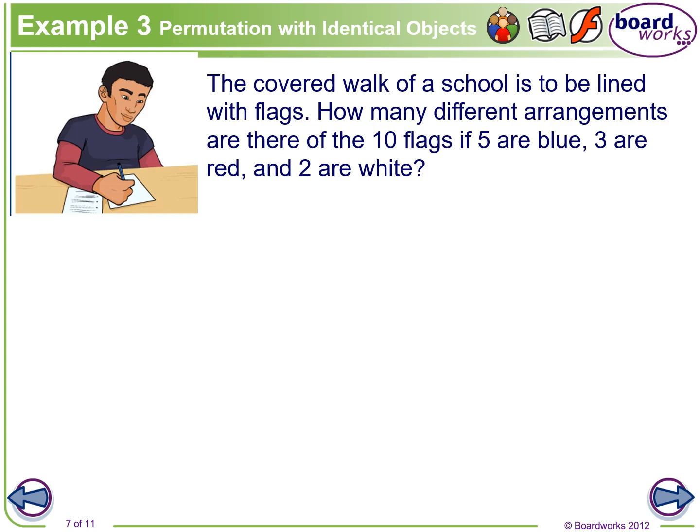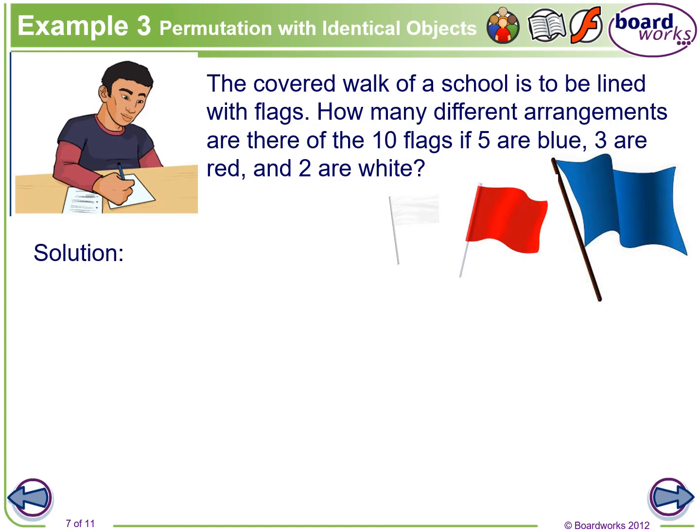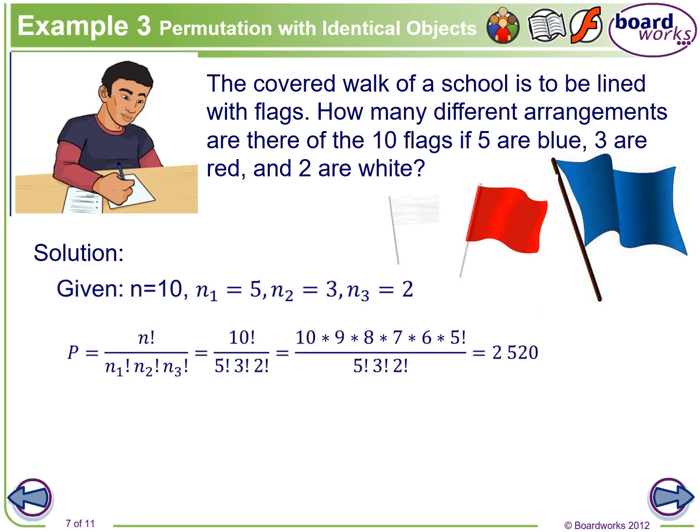So in the solution, we have n = 10, n sub 1 is the 5 blue flags, n sub 2 is the 3 red flags, and n sub 3 is the 2 white flags. You can assign n sub 3 as the blue flag, it's up to you, and so on. So the formula is n factorial over n sub 1 factorial times n sub 2 factorial times n sub 3 factorial. Substitute: 10 times 9 times 8 times 7 times 6 times 5 factorial, all over 5 factorial times 3 factorial times 2 factorial.